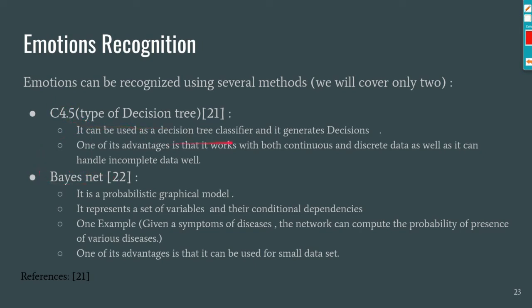C4.5 is a type of decision tree, and its advantage is that it works with both continuous and discrete data, as well as handling incomplete data well. The second one is BiasNet, which is a probabilistic graphical model, and it represents a set of variables and their conditional dependencies. For example, given symptoms of diseases, the network can compute the probability of presence of various diseases. One of its advantages also is that it can be used for small data sets.